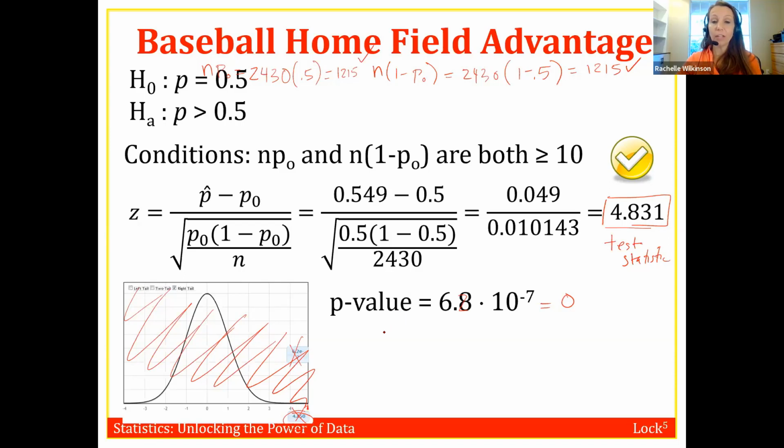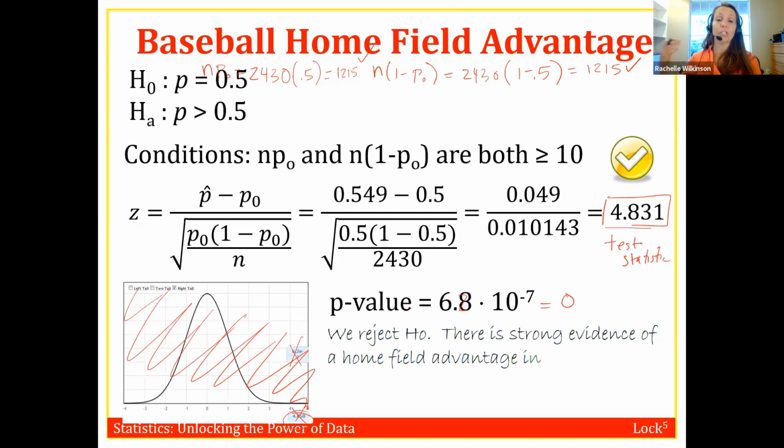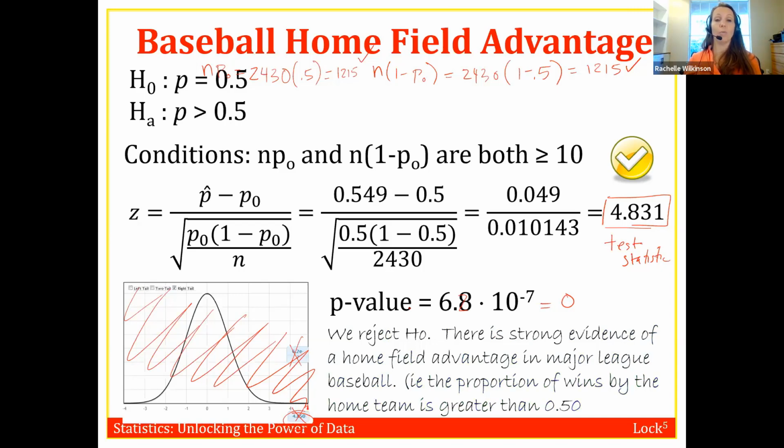So if my p-value is 0, that's really, really low. And when p is low, then H0 must go. So next I'm going to write my conclusion. I'm going to say we reject the null hypothesis. That means that there's strong evidence of a home field advantage in Major League Baseball. Or you could say it a little bit more structured.